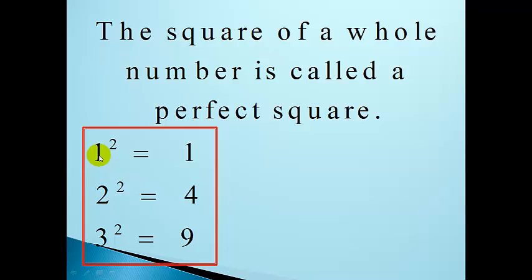So when you square a whole number to get a perfect square, you can also take the square root of the perfect square to get back the whole number. So when you square 1 to get 1, the square root of 1 will still give you 1. When you square 2 to get 4, the square root of 4 will give you 2. And when you square 3 to get 9, the square root of 9 will give you back the 3.